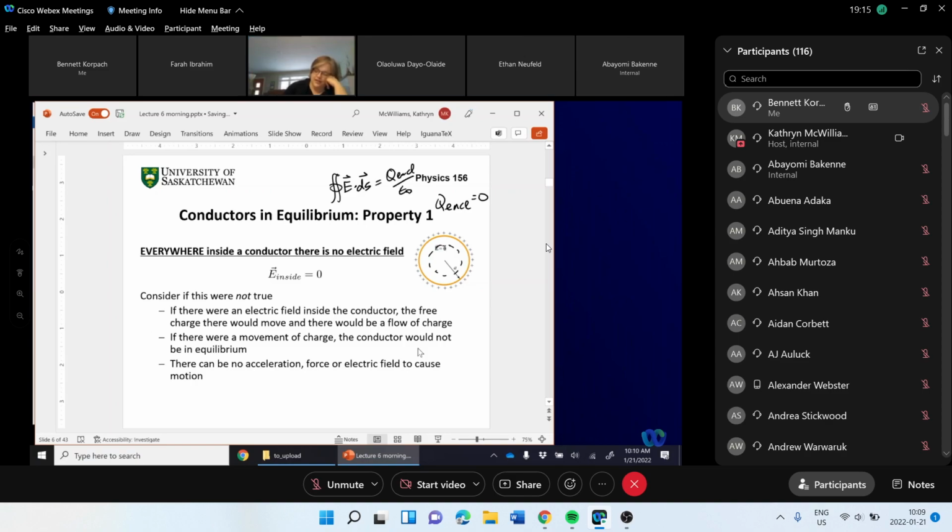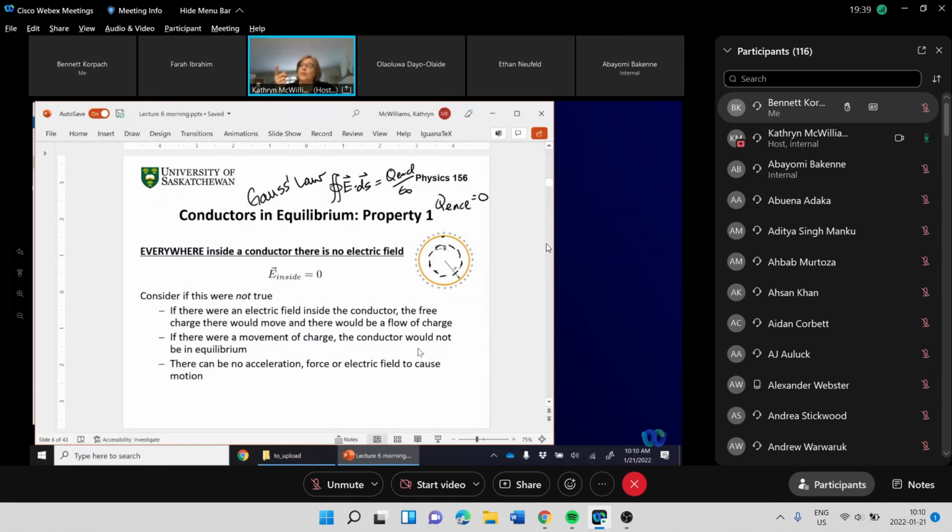Okay, so if we make our little Gaussian surface in here, right? There's no charge enclosed. So everywhere you put a Gaussian surface right up to the edge, there's no enclosed charge because it's been pushed all to the surface, right? So because of Gauss's law, we can show that the electric field has to be 0 inside the conductor.